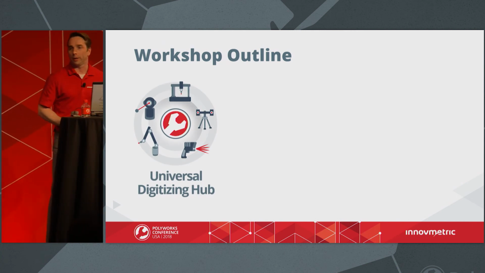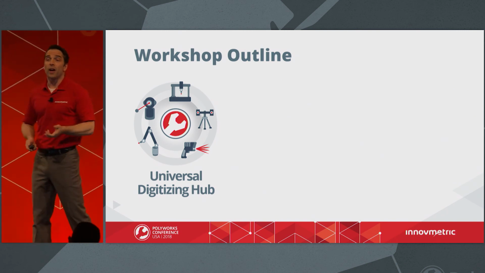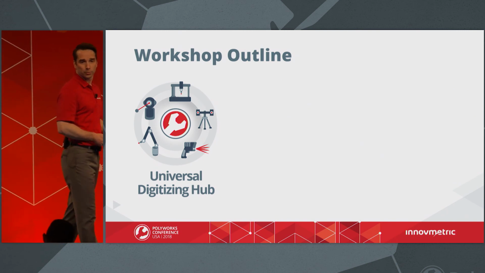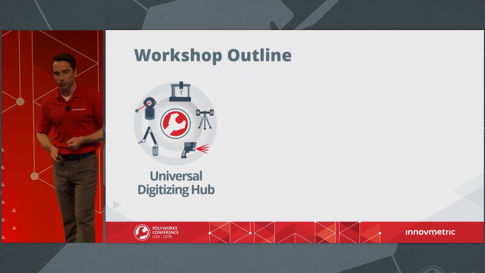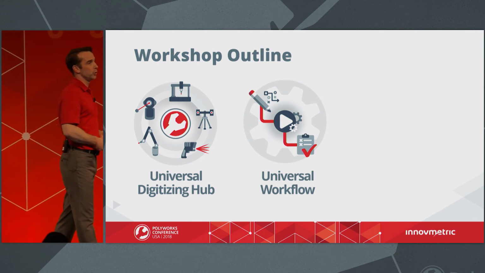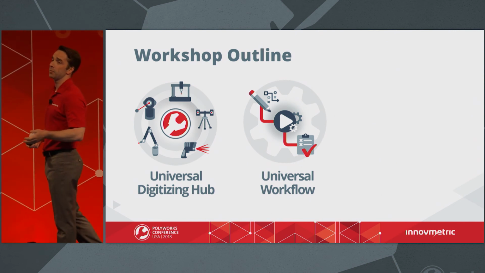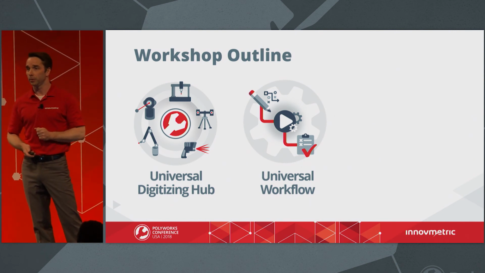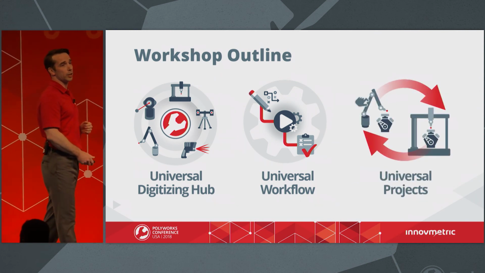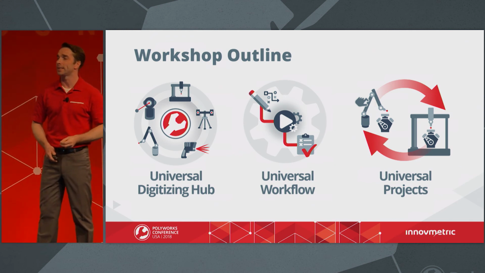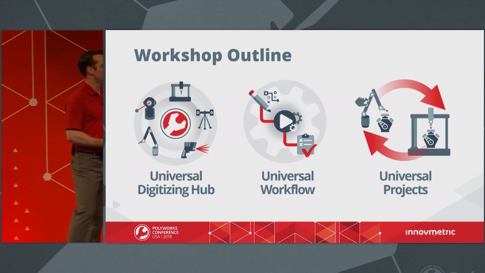So here's our outline. I'm first going to start by talking about the Universal Digitizing Hub. And this is the fact, of course, that you can use several different measurement devices, either for the same inspection or for different piece inspections. Then, we're going to discuss the universal workflow, or simply the fact that you will always use the software the same way, regardless of the device you're going to be planning your inspection with. And finally, we're going to see that the universal project allows you to inspect any piece with any hardware, and anybody can actually do it. So we will see that.